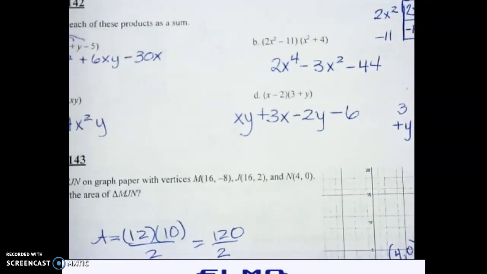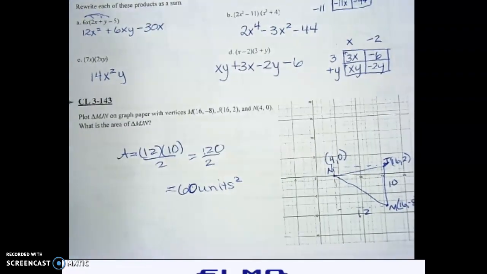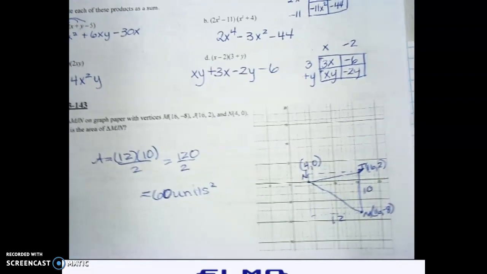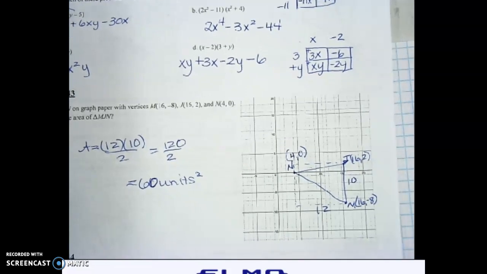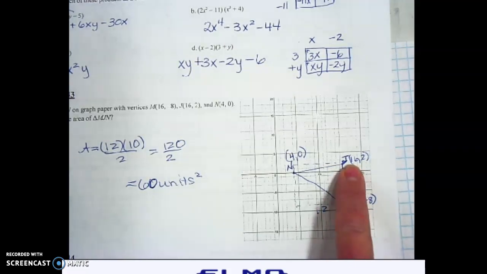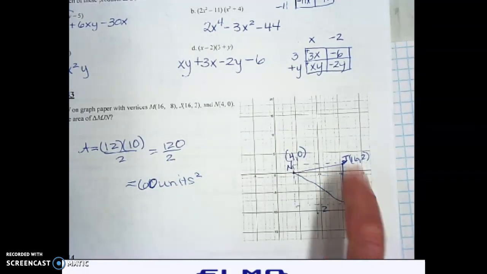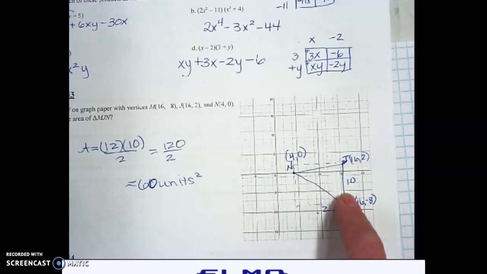For problem 143, it says plot the triangle MJN on graph paper with the vertices 16, -8 is at M, 16, 2 is at J, and 4, 0 is N. So I plotted the 3 points. I created a rectangle out of it and counted the sides.